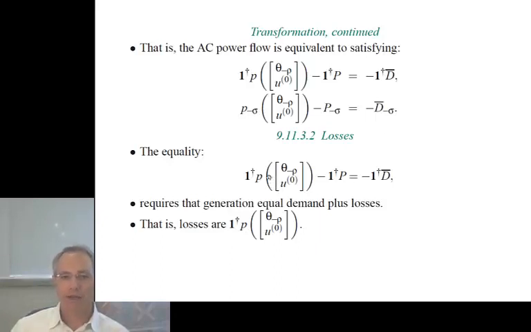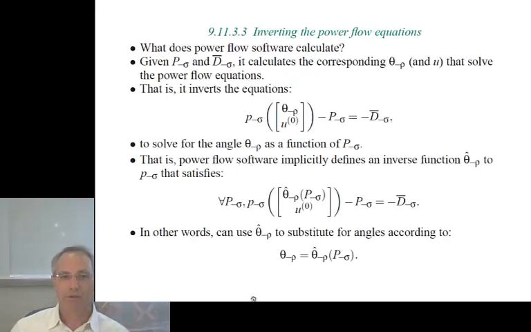As I just indicated, this equality requires that generation equal demand plus this term. This term is the net injection of the transmission system. We've met it before, but mostly it's been equal to 0. It's the total losses in the system. In other words, this is power balance for the lossy system. So how does that help us?